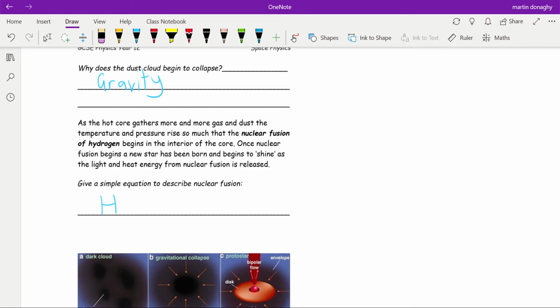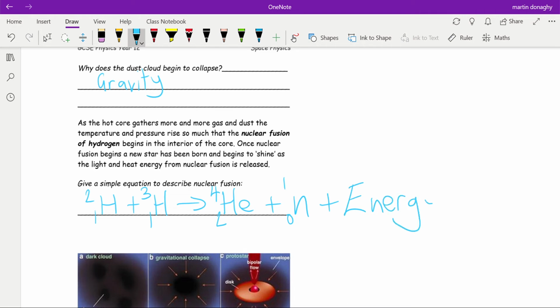Now, if you remember from last year, nuclear fusion in general is when two smaller nuclei fuse together and form a heavier one. And we had a simple equation last year, and we'll stick with that, even though it's not quite what happens inside a star. But we get isotopes of hydrogen fusing together and forming a heavier element, helium. Okay, in this case, there's also a neutron left over, and it releases loads of energy. So this happens in the core of our star.